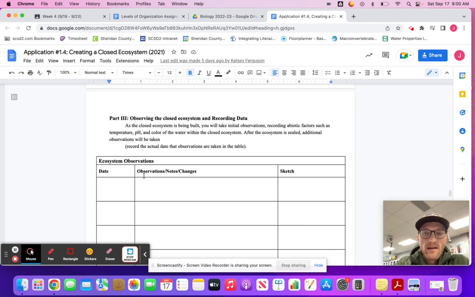So with that, we have this observation sheet. And it's a little bit funky because it wants you to make a sketch in this little tiny box. We're not gonna do that. But basically you're gonna put the date. So it'll be September 19th, 2022.